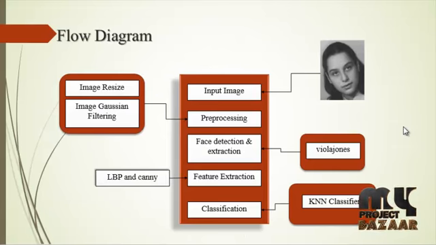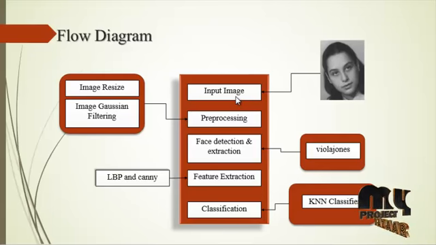Let us discuss the flow diagram of the process. This is our overall flow diagram. First of all, we get the input image from the database, and then the pre-processing step, then face detection and extraction, and then feature extraction, and finally we get the calculation of the age.